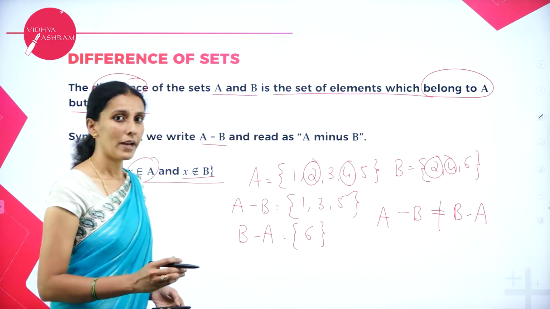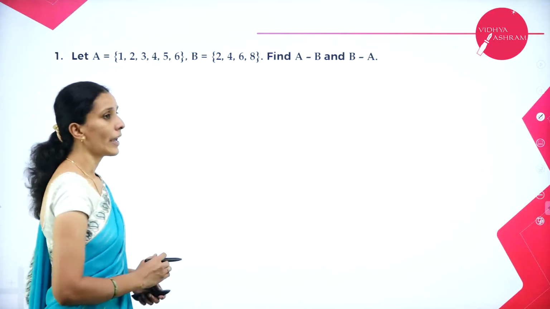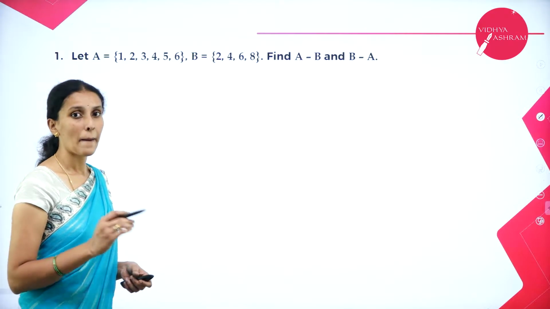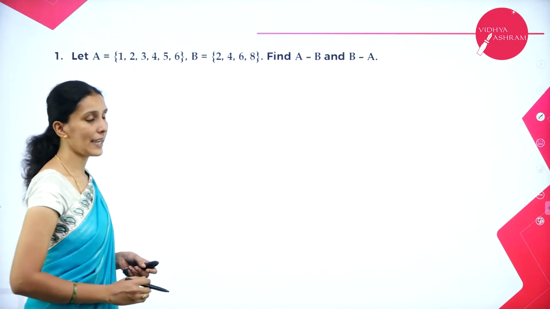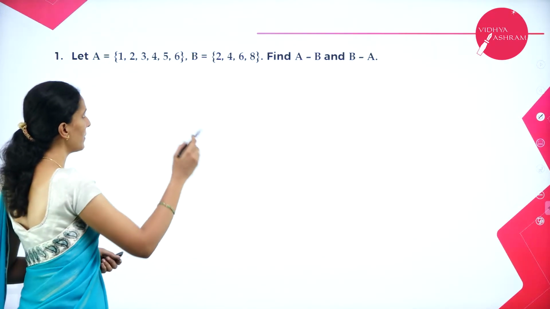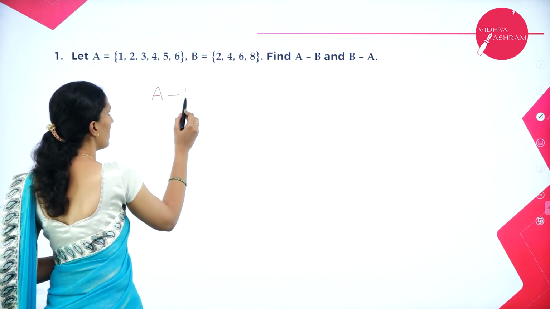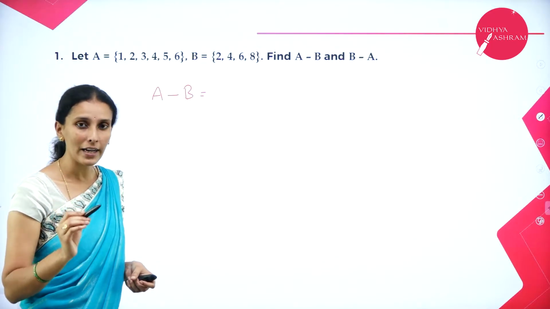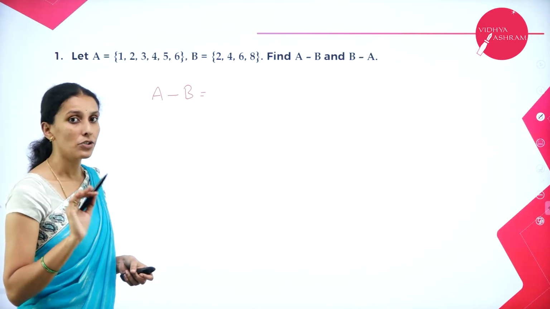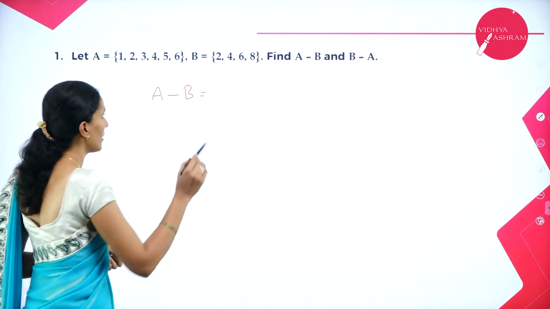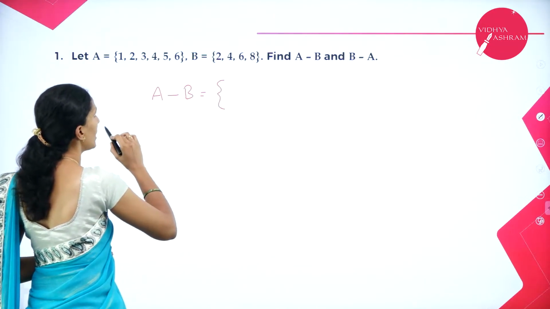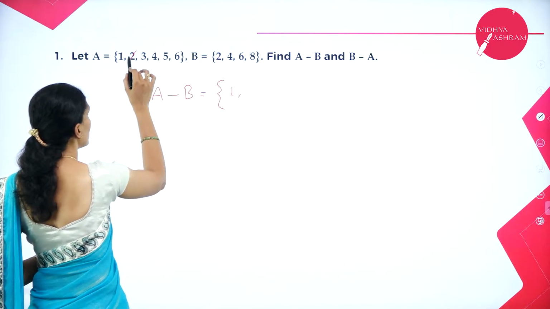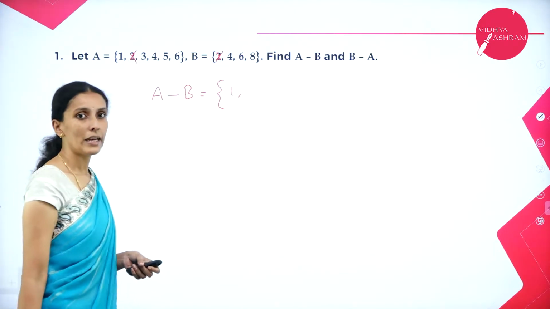So we'll take one more problem. Here, A is given by {1, 2, 3, 4, 5, 6}. B is given by {2, 4, 6, 8}. Find A minus B and B minus A. Let me write A minus B. What is A minus B? The elements which are in A only, but it should not be in B. So, what are the elements which are in A? So, 1, 2 I cannot write because it is also in B.